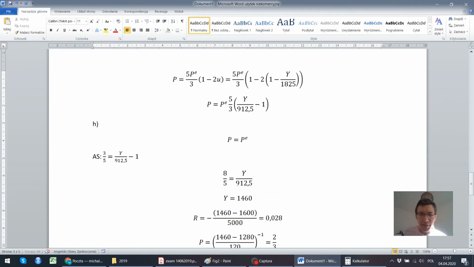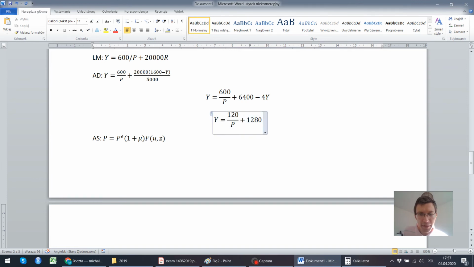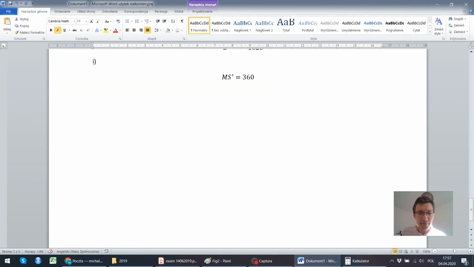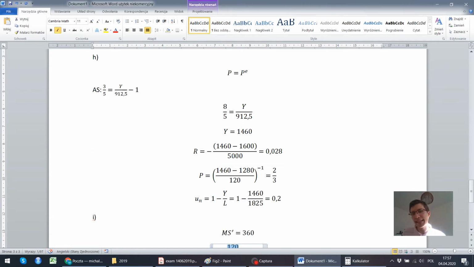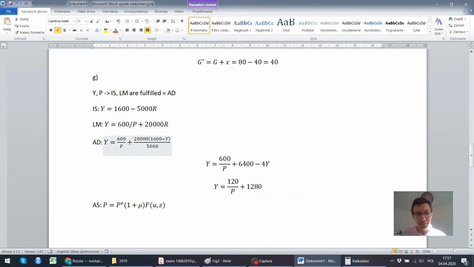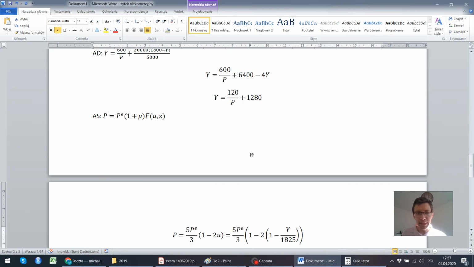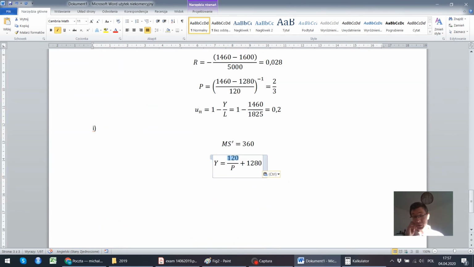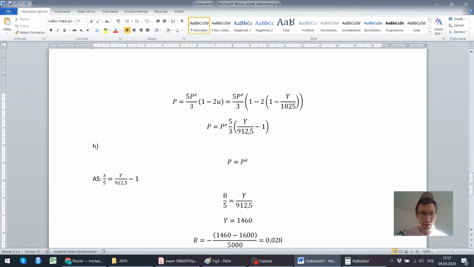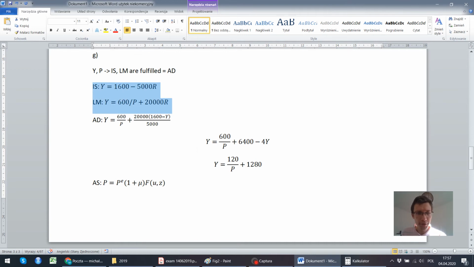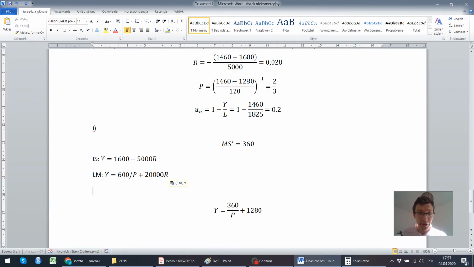How to do it? Many ways of doing this. The easiest thing is to take our AD curve and note that this 120 is exactly the money supply that we plugged in initially. You can derive it on your own. Instead of 120, we will have 360. Maybe the best thing to do for you guys is simply to take your old IS and LM equations and do the same derivation of the AD curve with the new level of money supply.